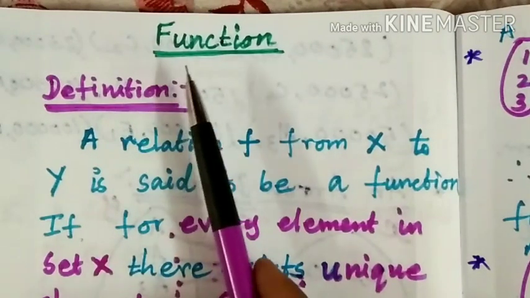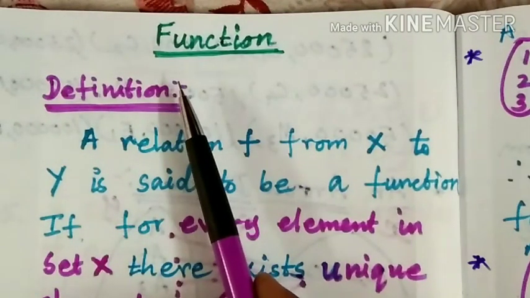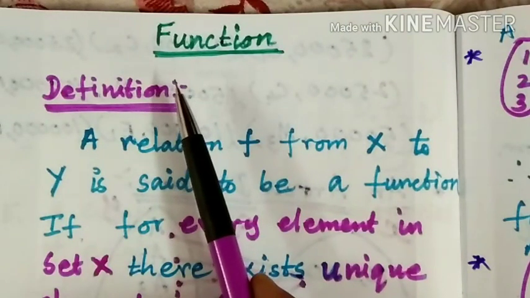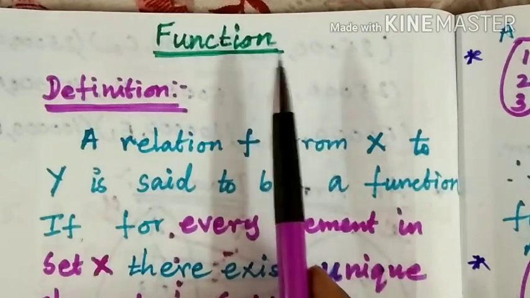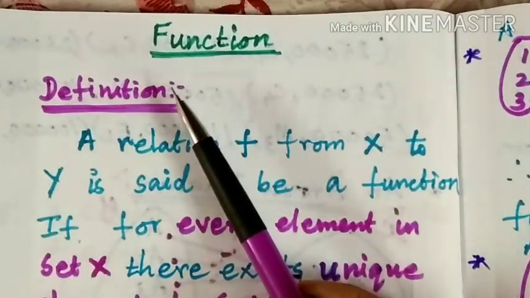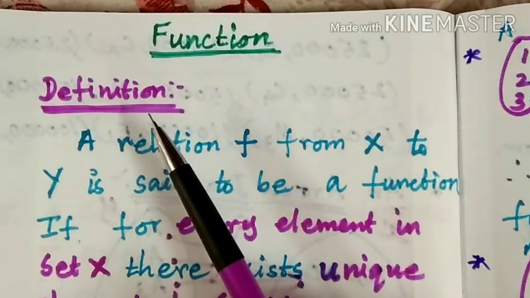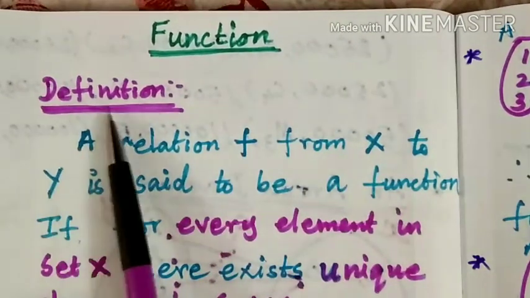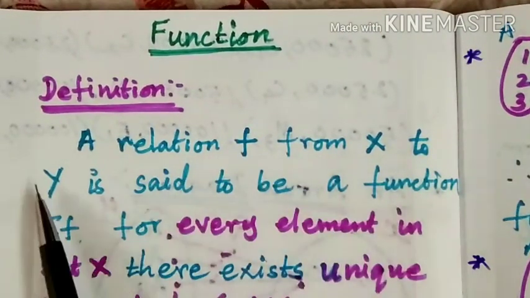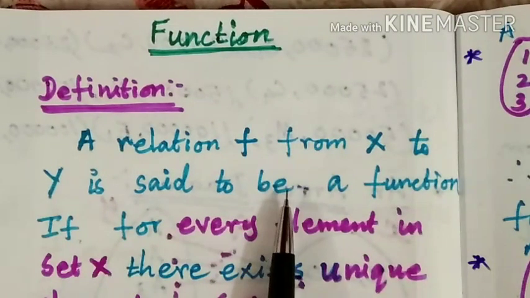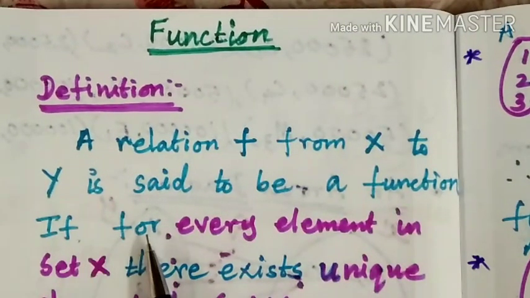Hello students, in 10th Maths Chapter 1 Relation and Function, today I will explain the next heading, function. Function is nothing but a mapping or transformation. The definition of function is: a relation f from X to Y is said to be a function if for every element in set X there exists a unique element in set Y.